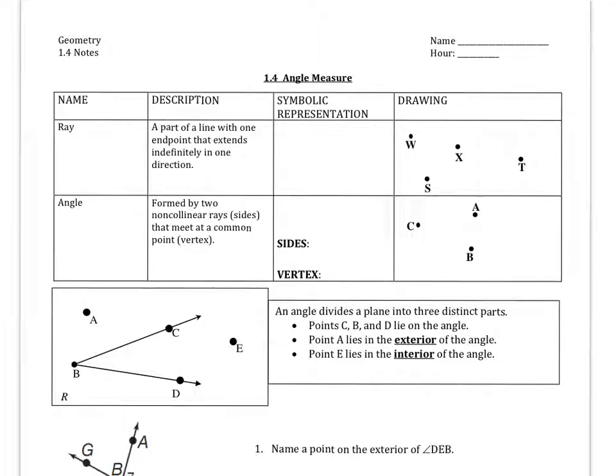So right now we're talking about angle measure. So that's kind of what we're looking at. So two things to know about. The one's called a ray. A ray starts at one point and goes infinitely in one direction.